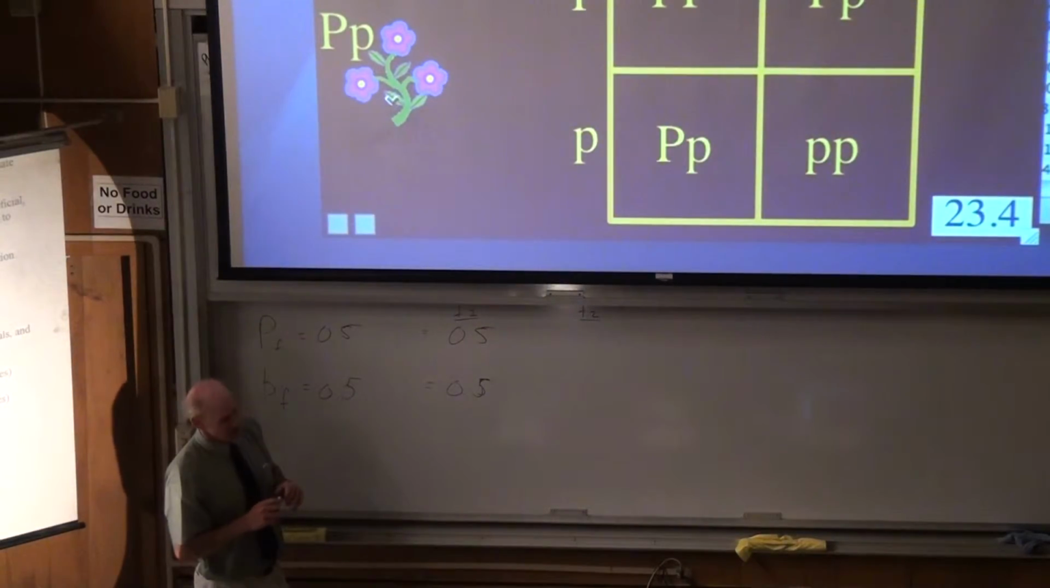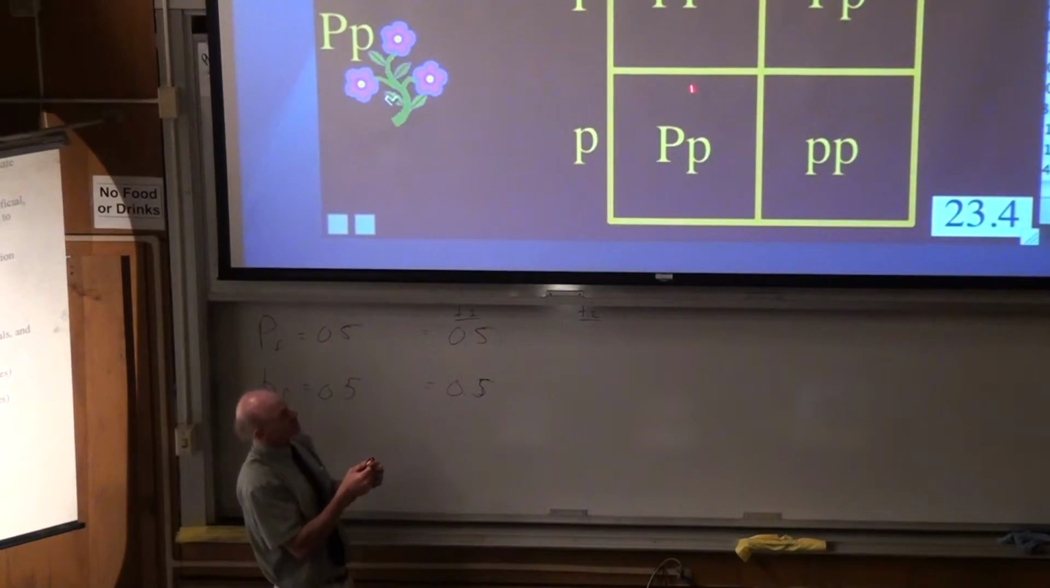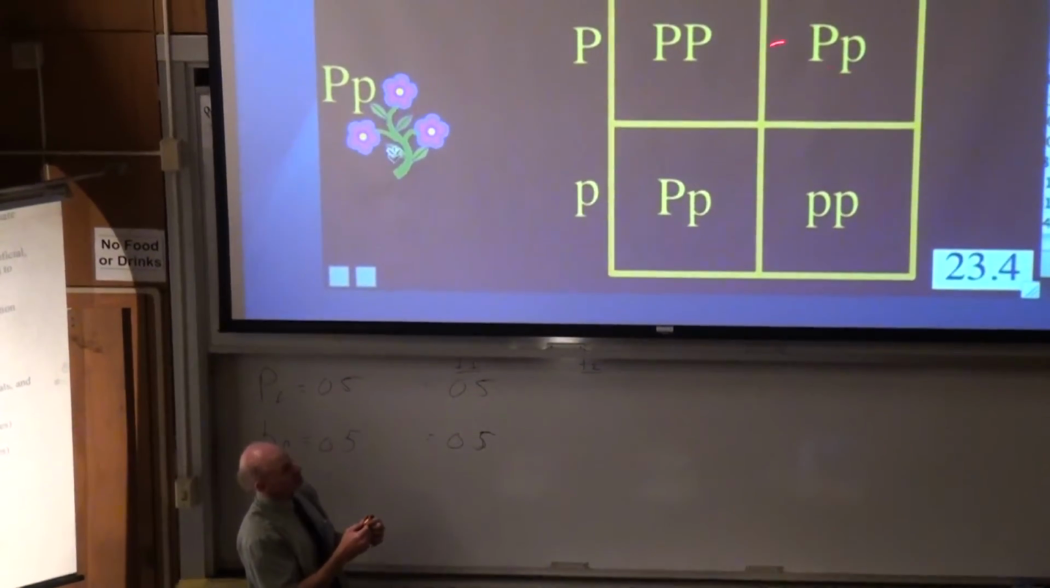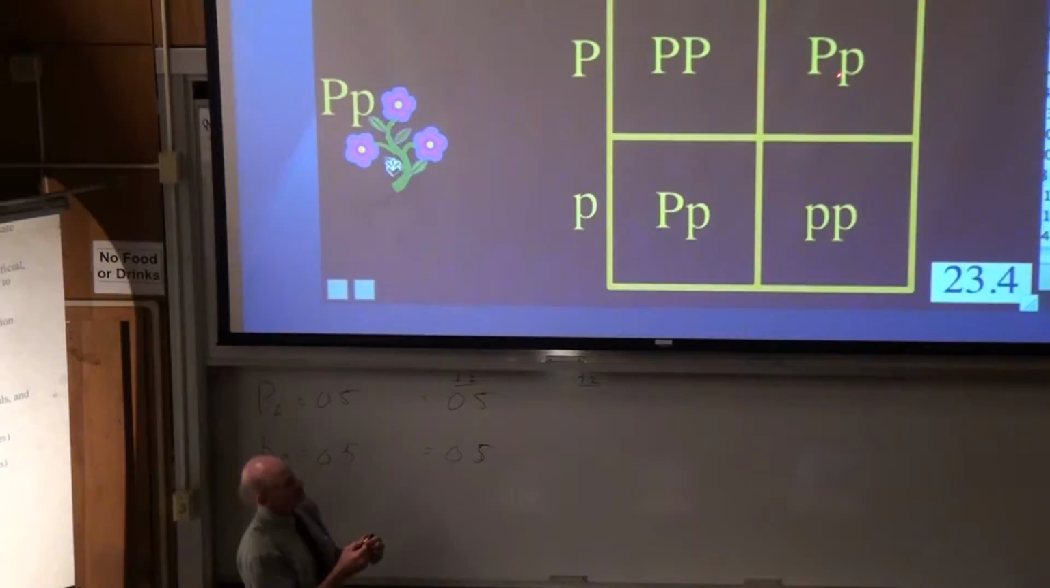Nothing's changed, yeah. If you look at the offspring, and if this is now the new population, we have 4 individuals, 1, 2, 3, 4, so 8 alleles total. How many big P's do we have? 1, 2, 3, 4. How many little p's do we have? 1, 2, 3, 4. Nothing's changed.